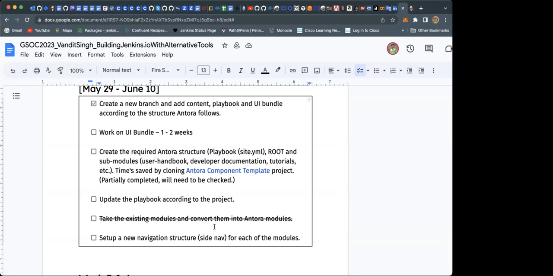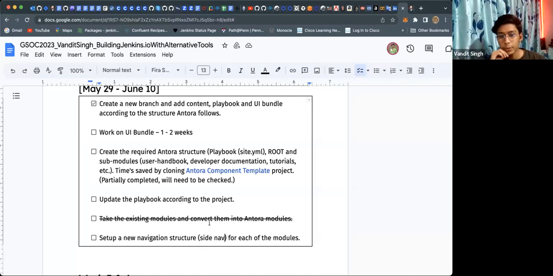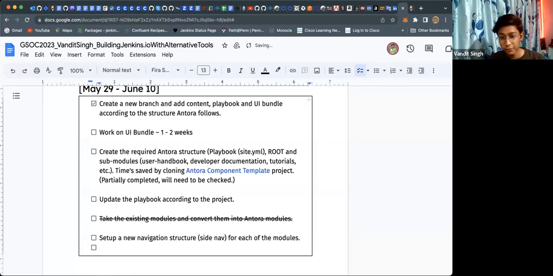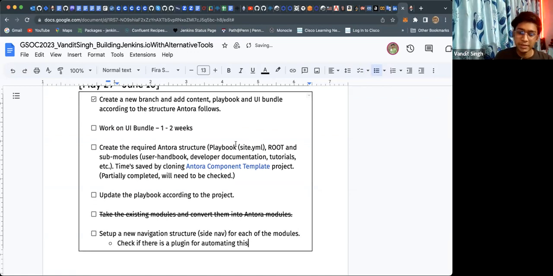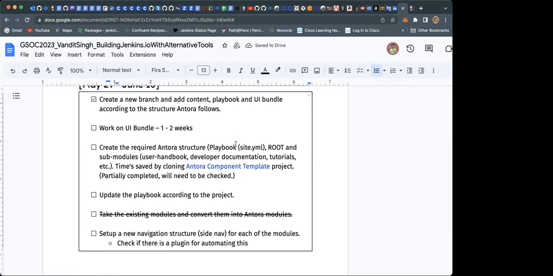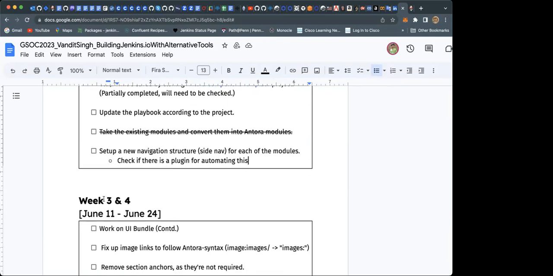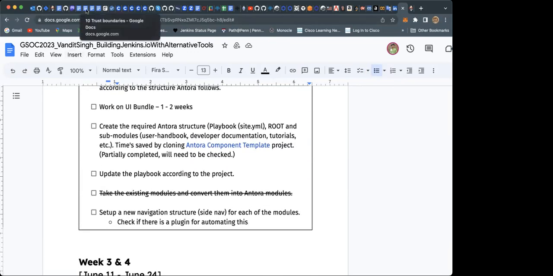Okay. Is there a way to automate this? Like if we add a new page, do we have to manually do this every single time? I can check in with the Antora community to see if they have a plugin for that. I don't currently know if they have something like that, but what I have seen in the documentation, it is not explicitly stated that you can use this or that. Okay, sounds good. Yeah, and then we will leave weeks 3 to 4 until next time. Yeah.